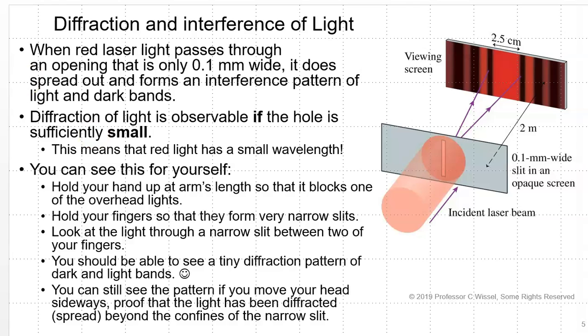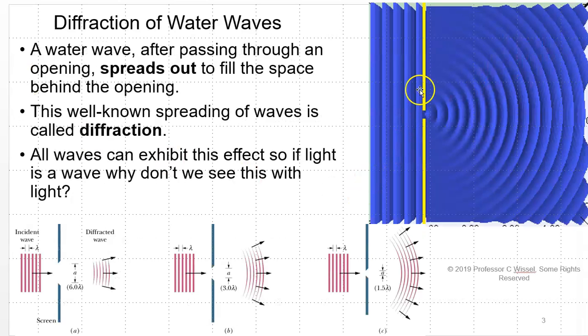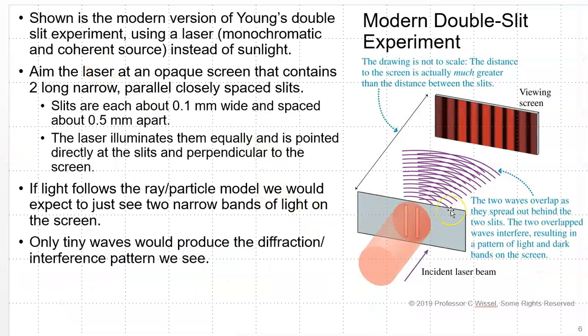When you move your head from side to side, your head's over here or over here, you still see these. If this wasn't true, you would only be able to see it when you had your head in just the right position. Okay, now shown is a modern version of Young's double slit experiment. Young used sunlight instead because sunlight's partially coherent, but now we can use a laser. Lasers are monochromatic and totally coherent.